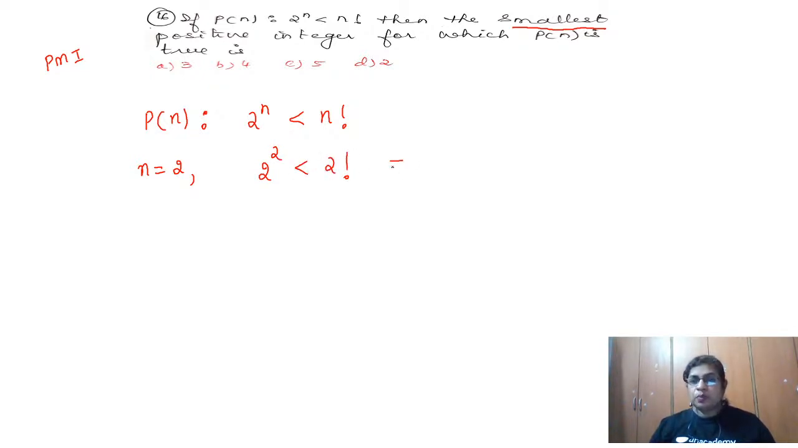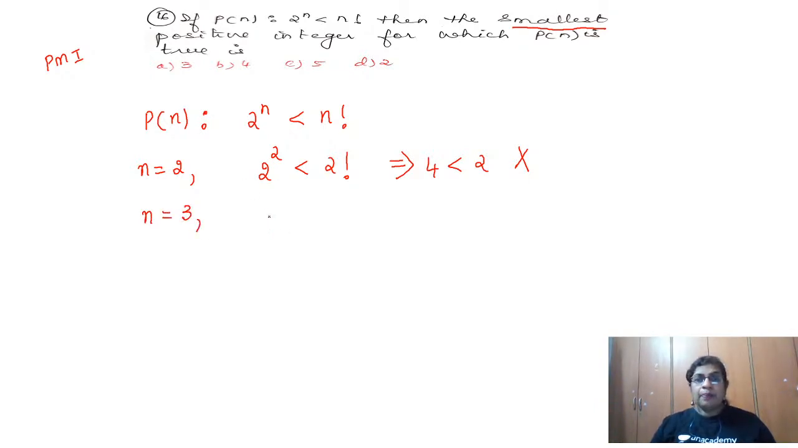So what does this mean? 2 to the power 2 is 4, is it less than 2 factorial? 2 factorial is 2. Is this correct? No, this is not correct. So n is equal to 2 is not possible. Which is the next positive integer? The next positive integer is n is equal to 3. So I take n is equal to 3.